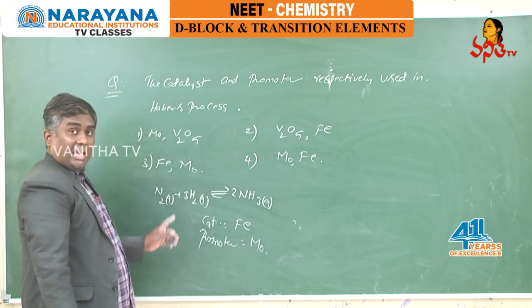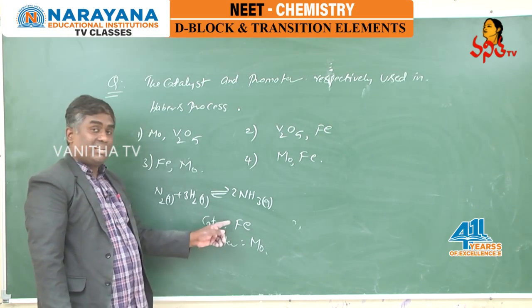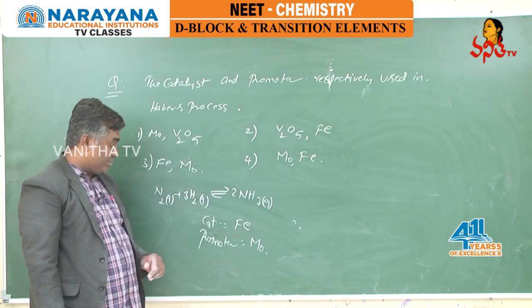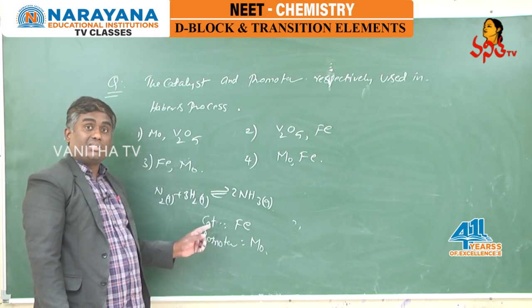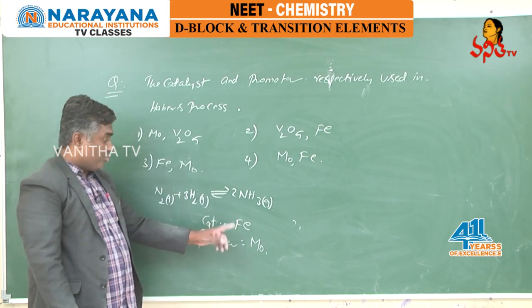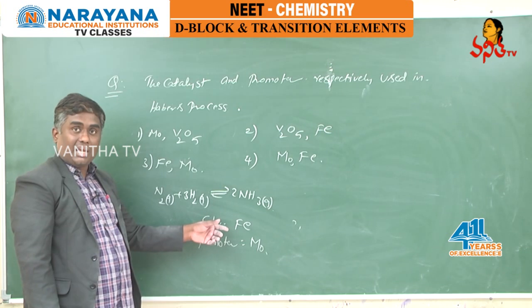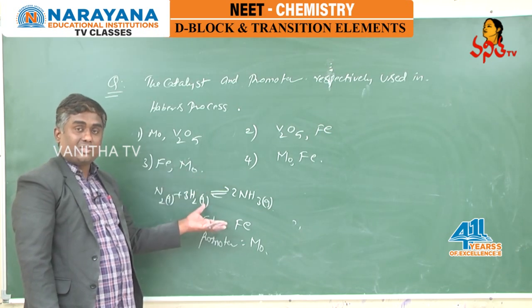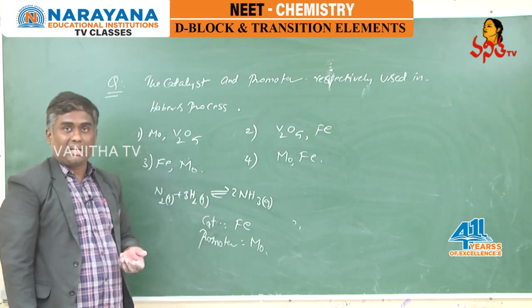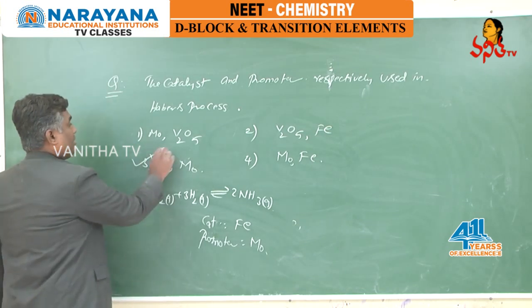What is the role of a catalyst in a reaction? A catalyst increases the rate of reaction, and a promoter is a species which activates the catalyst. So molybdenum is going to activate the iron catalyst, and now the iron catalyst is useful to enhance the rate of reaction. So the answer will be the third option.